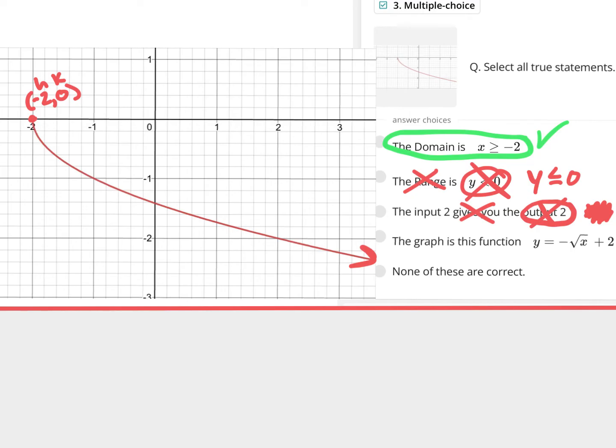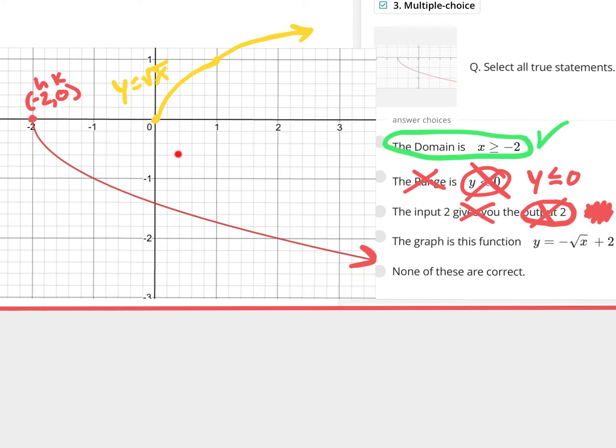So the next one, the graph is the function y equals -square root of x, plus 2. So it does open down, but the parent graph, again, y equals the square root of x, starts off at 0, 0 because the square root of 0 is 0, and then it goes up to 1, 1 because the square root of 1 is 1, and then it shoots off to the coordinate 4, 2, and then 9, 3, and then 16, 4, etc., etc.